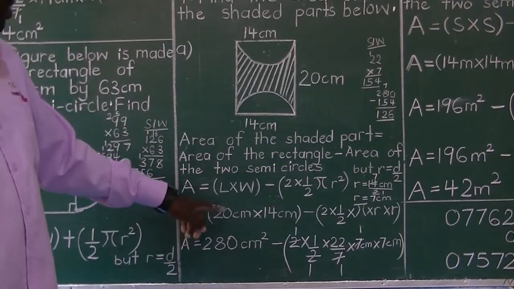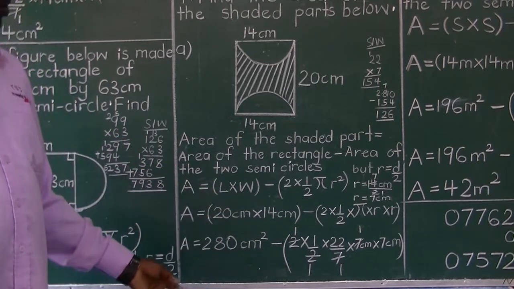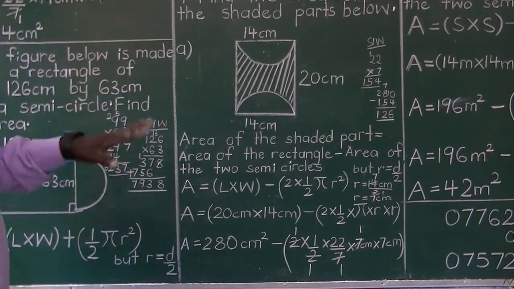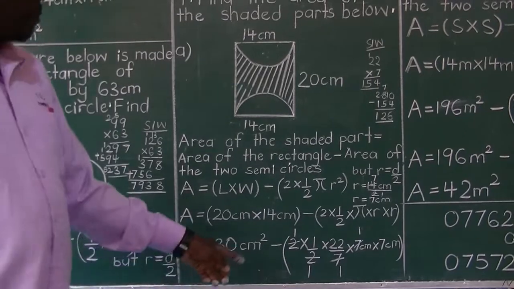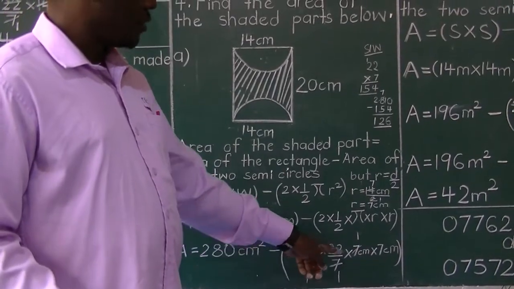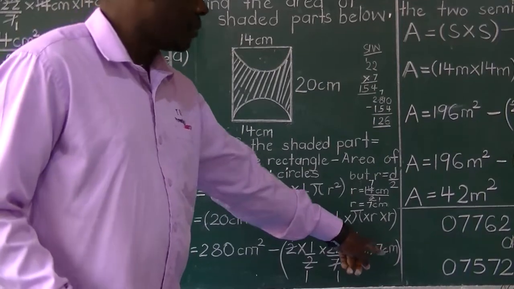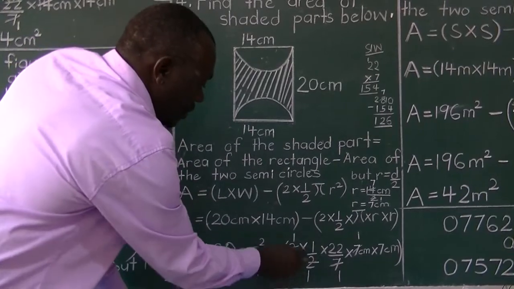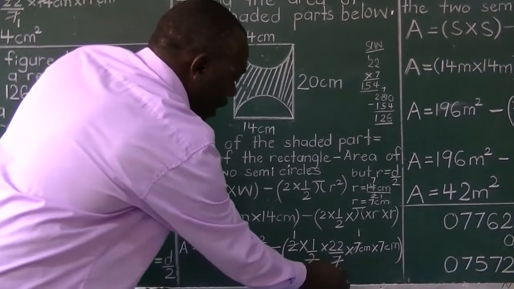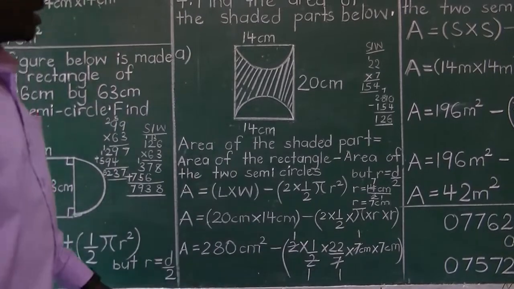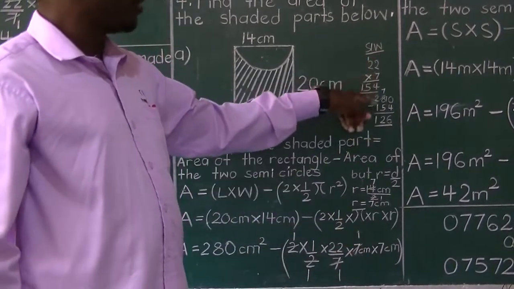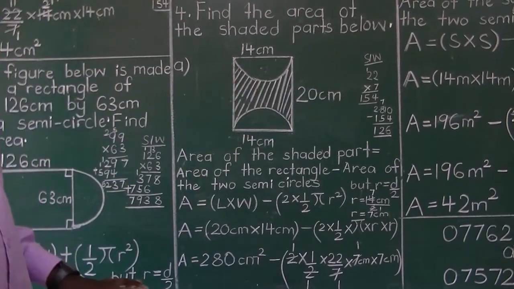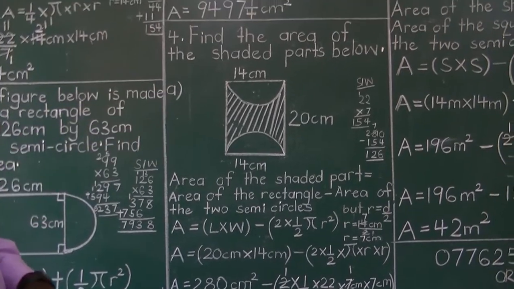So here we multiply 20 by 14. Where 2 times 14 is 28. Remember the 0? That is 280 centimeters squared. That's area of the whole shape, which is a rectangle, minus 2 times a half times 22 over 7 times 7 centimeters times 7 centimeters radius. And then you cancel 2 ones by 2 ones, 7 by 7 ones, 7 by 7 ones. Thereby remaining with 22 times 7, and you get 154 centimeters squared. So area of the two semicircles that's combined is 154 centimeters squared.